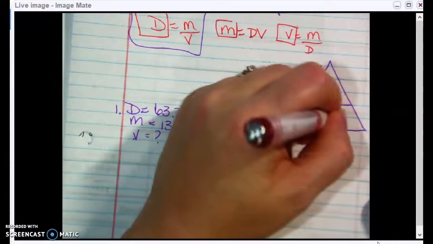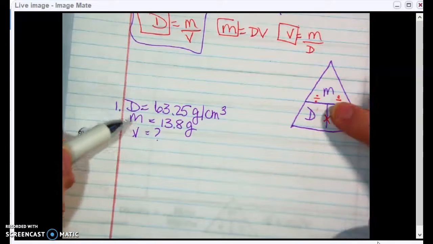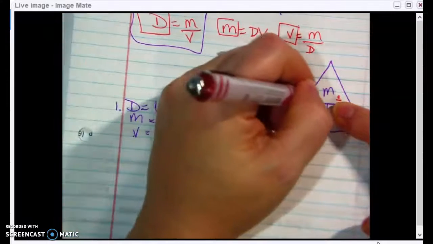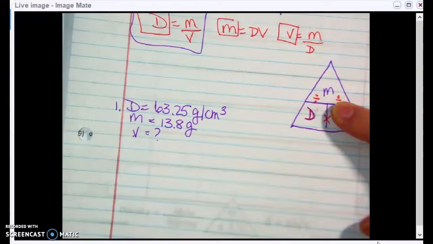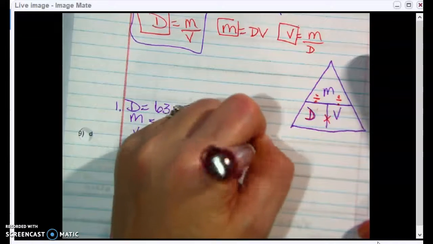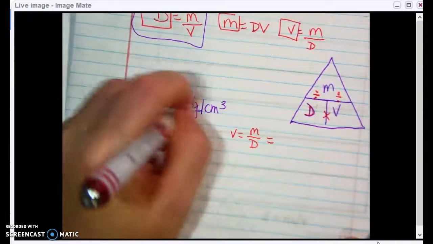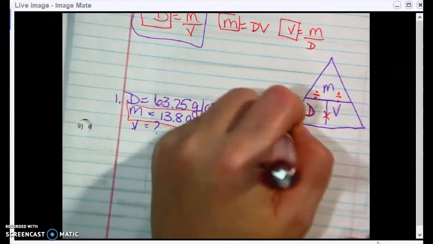Now, if it's across from each other, you're going to multiply, okay? That's how this triangle works. So, if you're solving for V, if you cover V, it's M divided by D. That's your equation. So, V equals M divided by D. And then you just plug in your numbers. So, M, this is M. Make sure you put the right numbers in the right place.